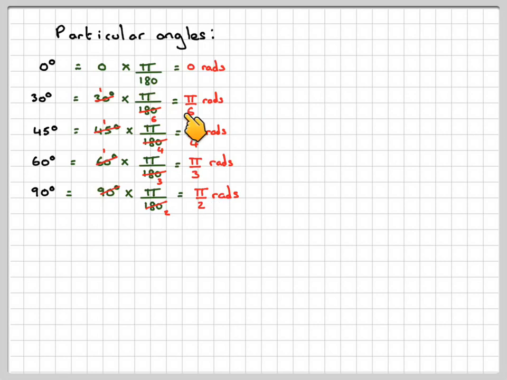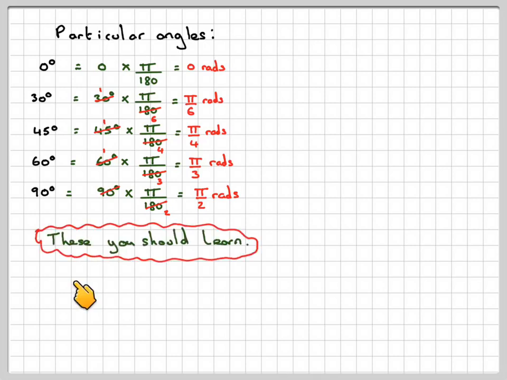Now sometimes in some books this is written as 1/6 pi, 1/4 pi, 1/3 pi, and 1/2 pi. So these should be learned. Make sure you know these in your A-level course. So this has been a video to introduce radian measure and the particular angles. I hope you've understood, and I thank you very much for watching.